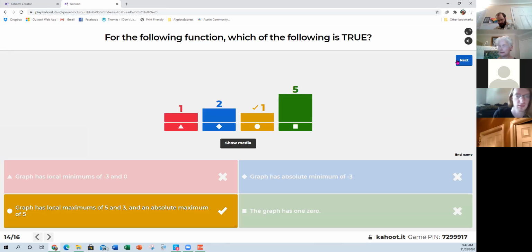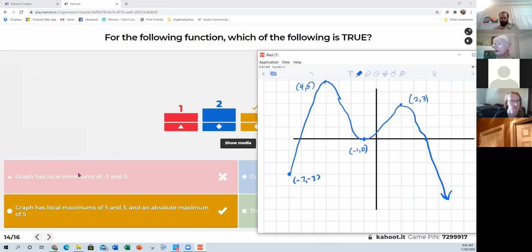Okay, so let's look at this. The red graph has a local minimum of -3 and 0. And we're talking about maximums and minimums, so we're only talking about the y value. It's how high or how low it goes, which is determined by the y. So local minimum of -3 and 0. Okay, so -3 is an endpoint, and you can never have a local on the end. Local has to be inside somewhere, but not on the end.